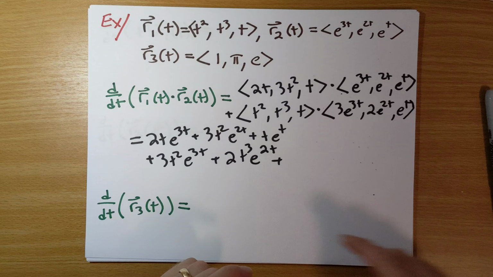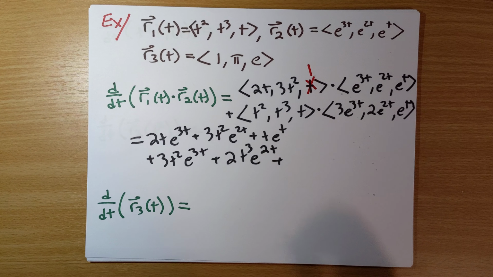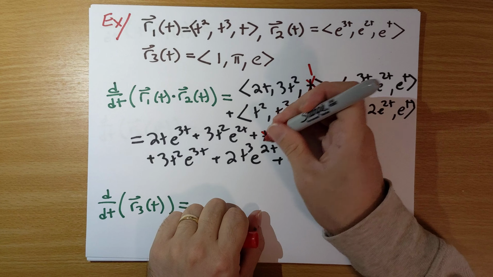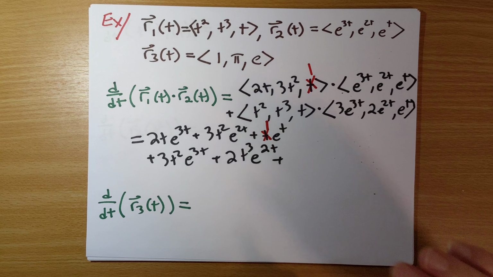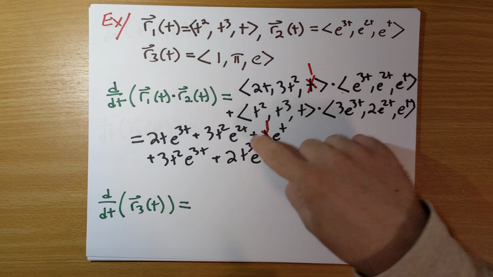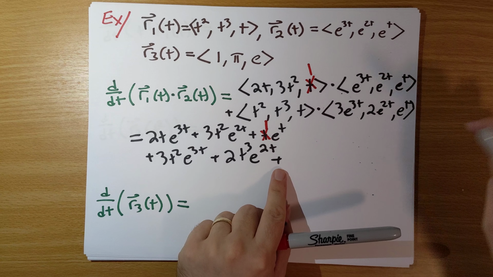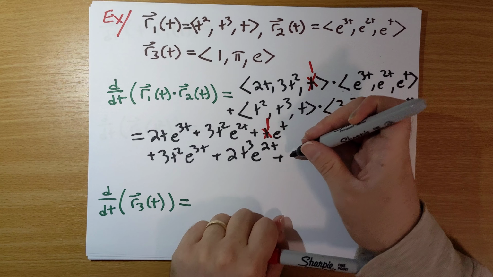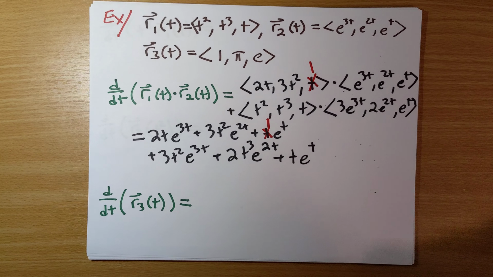Oh, I made one mistake. What mistake did I do here? I forgot to take the derivative of that t in there. So it's okay to make mistakes, as long as you can catch your mistakes here. So that should have been a 1 there. Sorry about that. Plus t times e to the t. So that is our first example here.